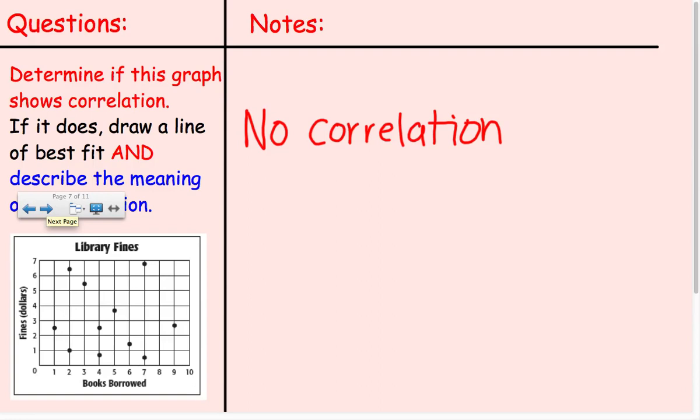Let's look at this graph a little bit more to understand its meaning. The title is library fines, and then the x-axis is books borrowed, the fine is in dollars. So what this graph is saying is there's no real relationship between the number of books you borrow and the number of fines you end up with. Some people may borrow a ton of books and always return them on time and never get fined. Some people may only borrow a few books but never return them on time and always get a lot of fines. So there isn't a relationship between how many books you check out from the library and how many fines you get. Some people are good about returning their books on time, some people aren't.